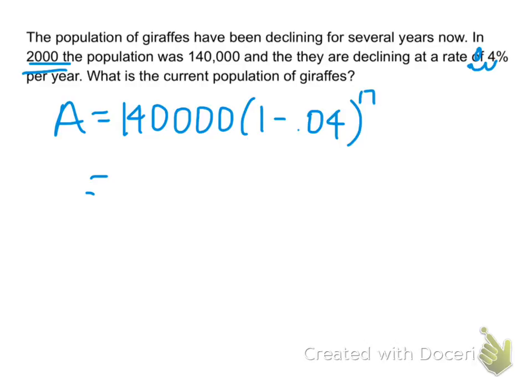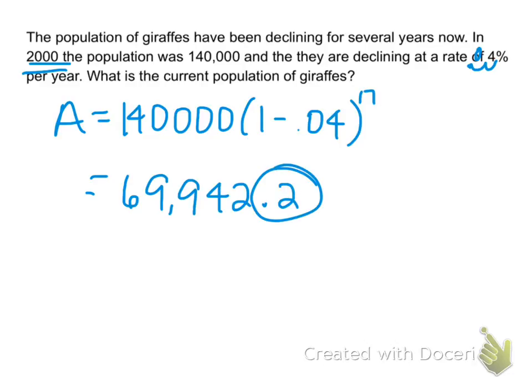And you end up with 69,942.2. Well, I can't have 0.2 of a giraffe, so it would just be roughly 70,000. It might ask you what's an estimate. Roughly 70,000 giraffes are currently in the world. And this is really pretty accurate. I looked it up. It's actually roughly 80,000 left. So pretty accurate. That's decreasing at a rate of 4% each year. So kind of sad for that population.